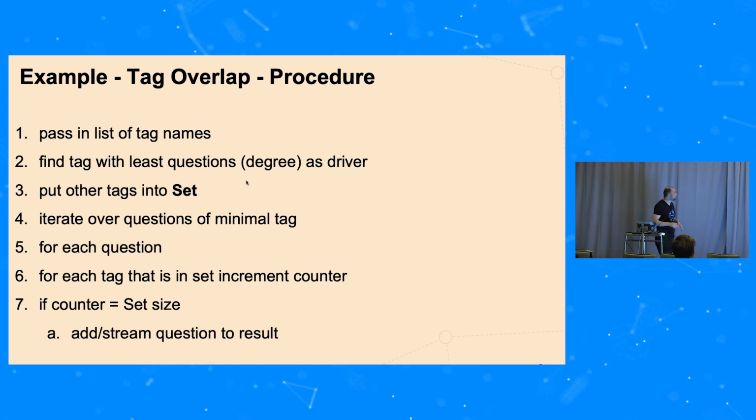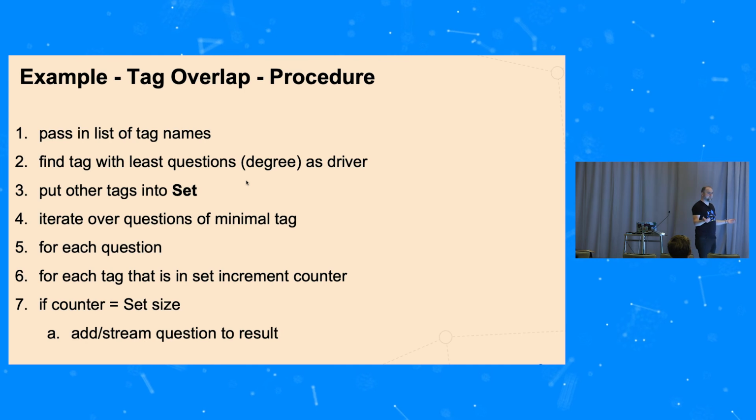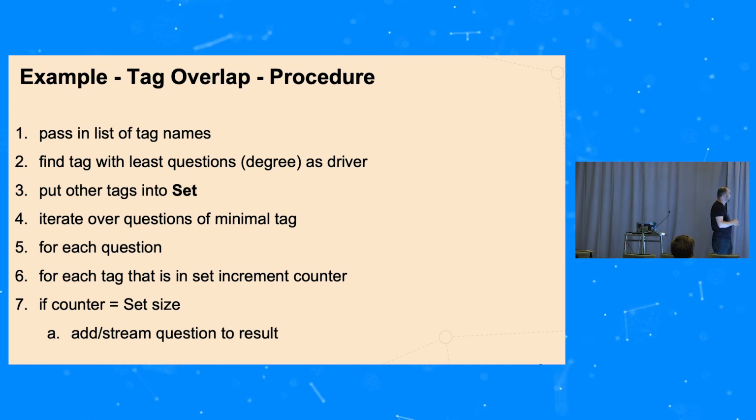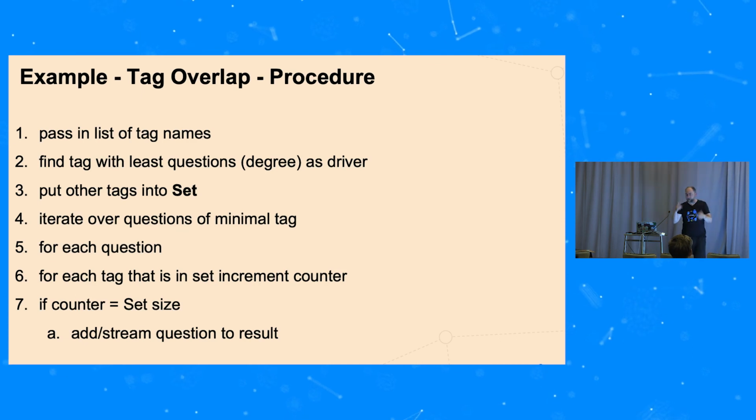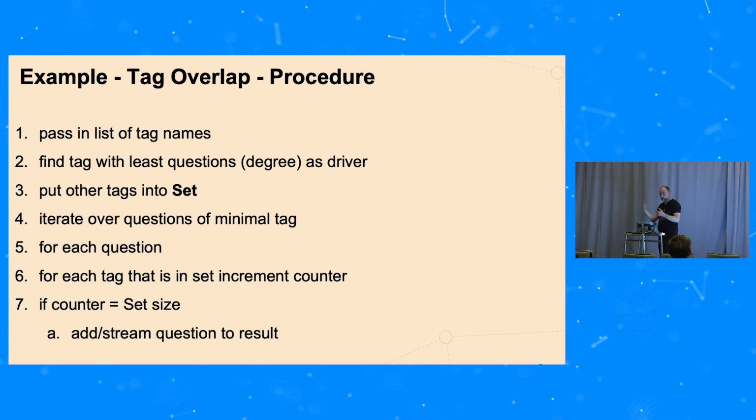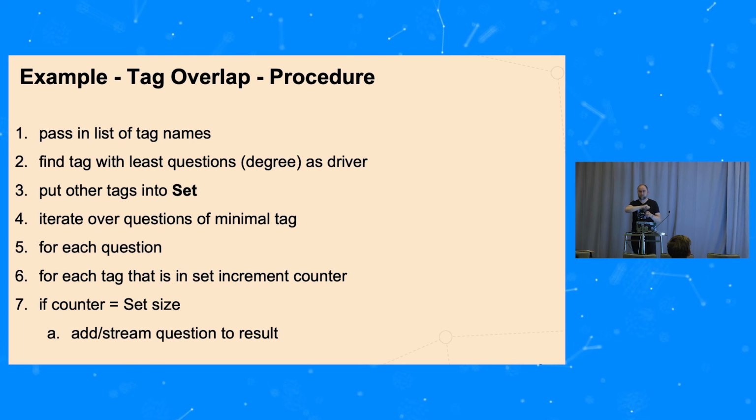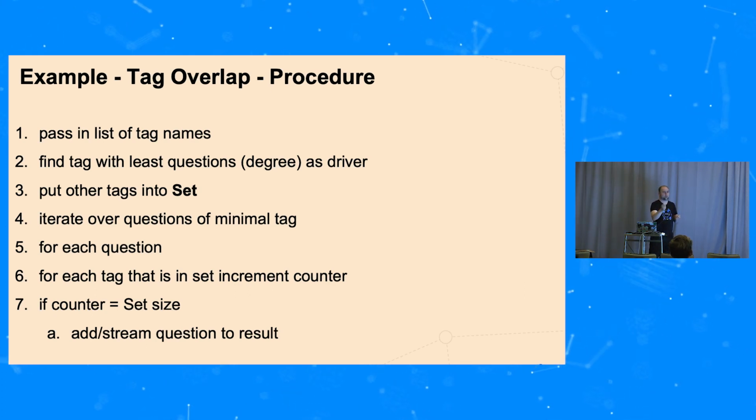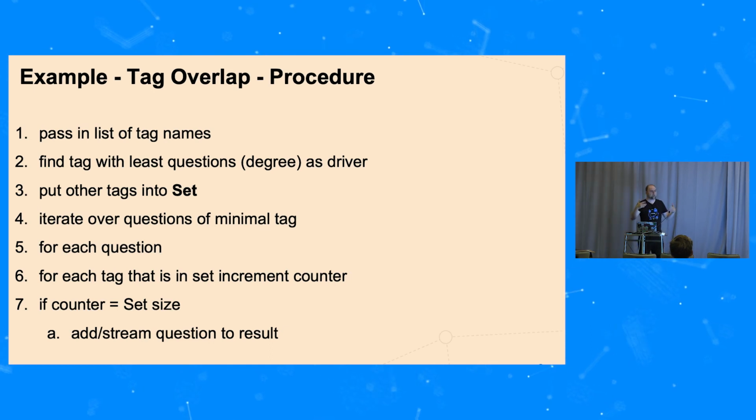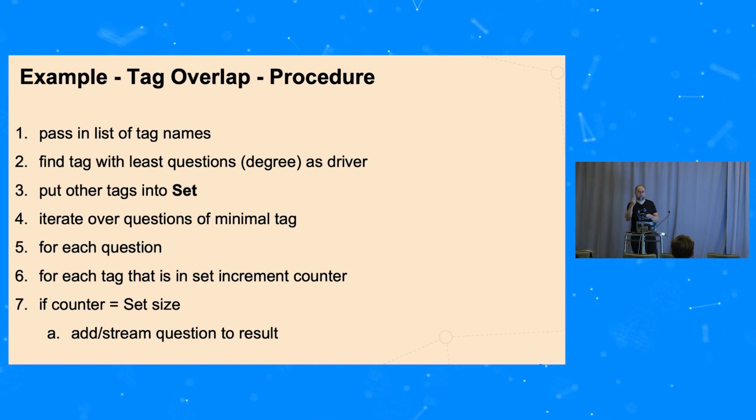Pass in the list of tag names. We want to find the tag with the fewest questions, like sorting by degree. Put all the other tags into a set, then iterate over this minimal tag, and for each question, just check against the set. Is the tag of this question in the set? Yes or no.